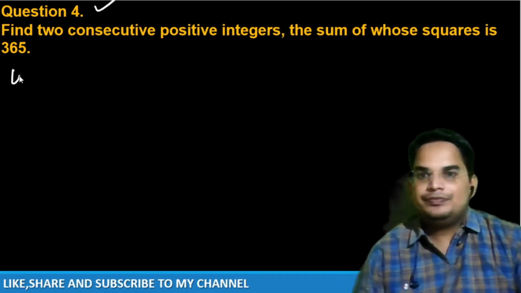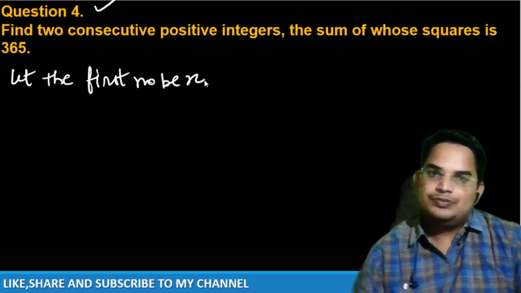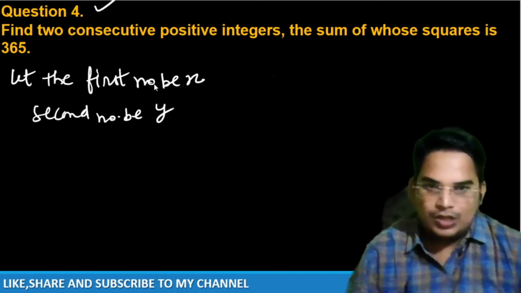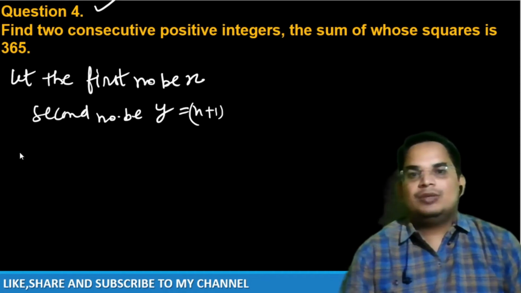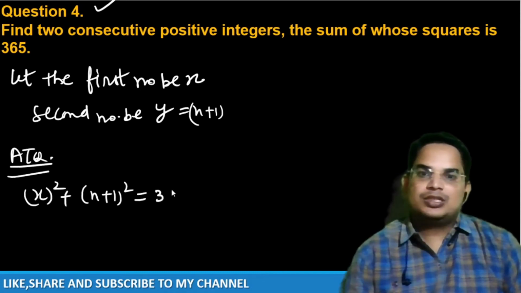First of all, let the first number be x and the second number be y. They are talking about consecutive numbers, so you can say y is equal to x plus 1. The sum of their squares, according to the question, you will say x square plus (x plus 1) whole square becomes 365.